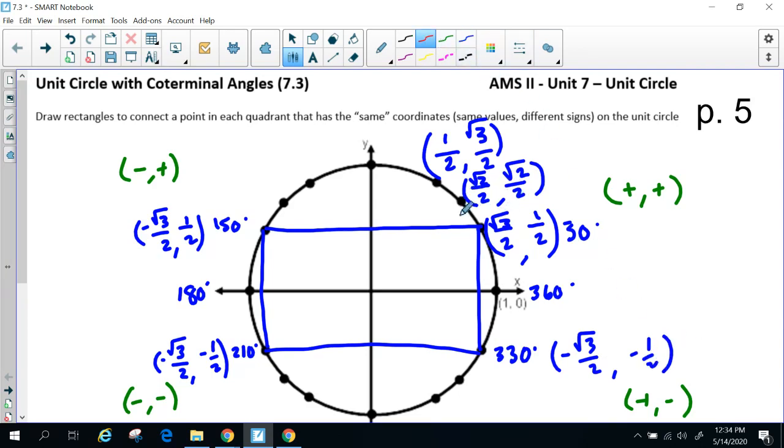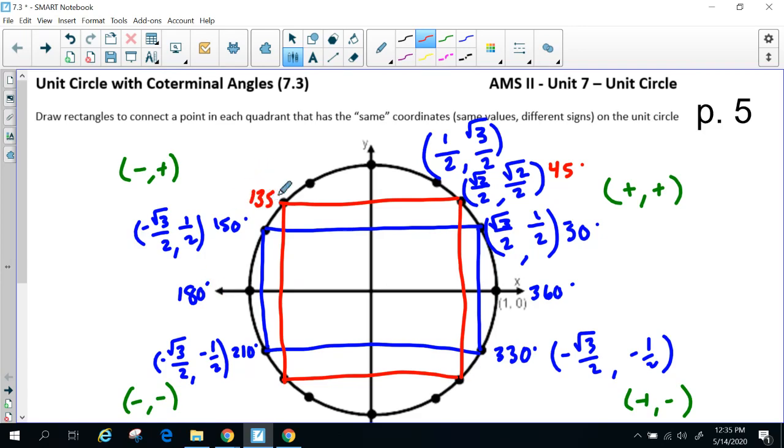Okay, looking at this root 2 over 2, kind of in the middle of each quadrant, drawing a nice rectangle to those points there. Okay, these are all 45-degree angles. If we drew in the radius, it would make a 45-degree angle with the x-axis. So if I'm 45 degrees short of 180, that's 135 degrees, with a negative root 2 over 2, then positive root 2 over 2.